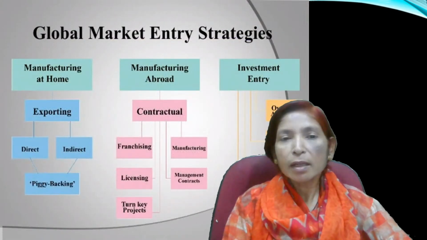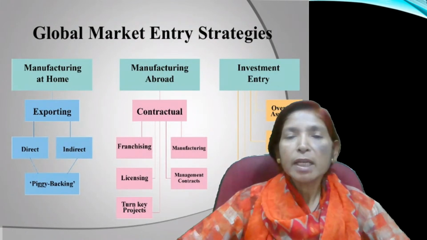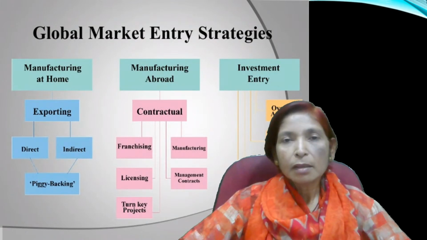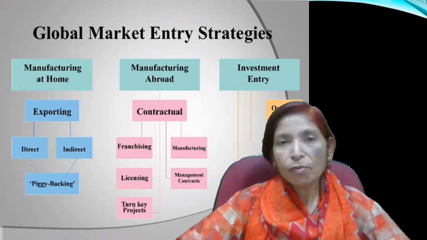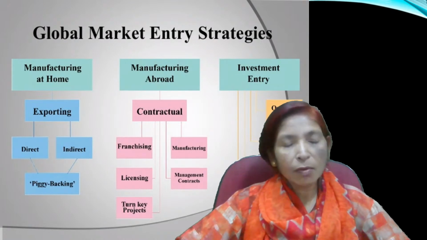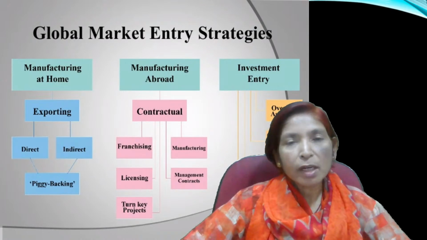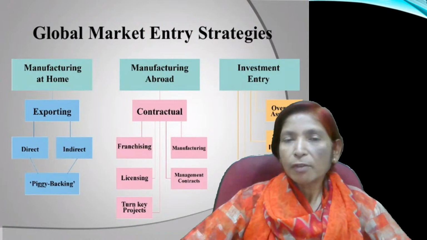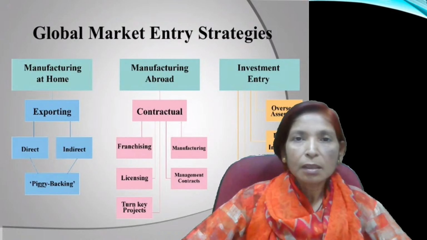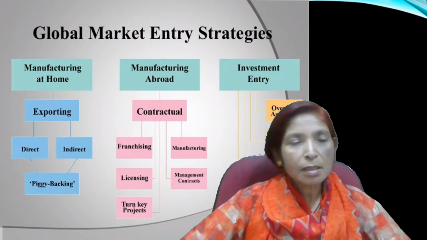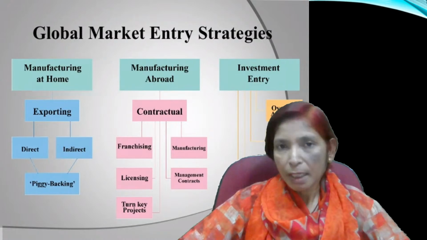Next is global market entry strategies. How can a firm or any business enterprise enter the global market? What type of strategy do we have to follow while entering the global market? First is manufacturing at home. If you are manufacturing a product in your home country and exporting to the rest of the world, this is the first way to enter the global market.